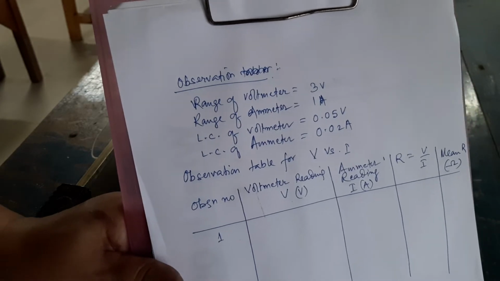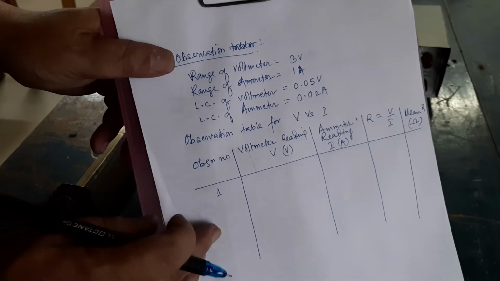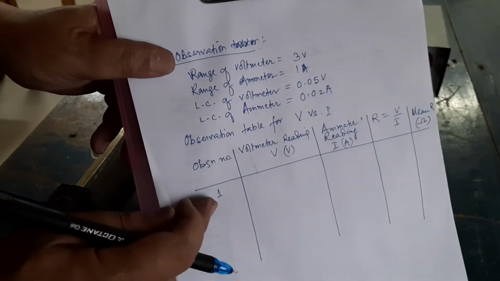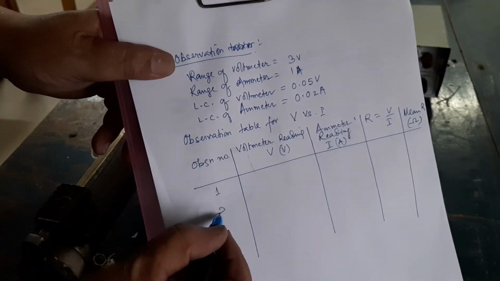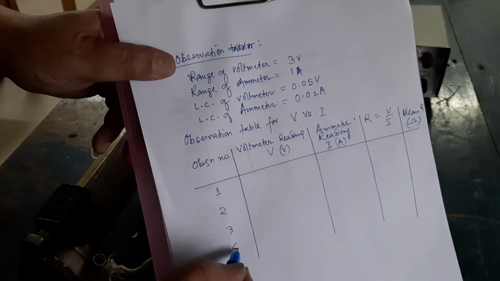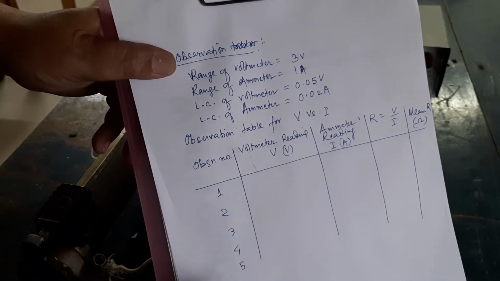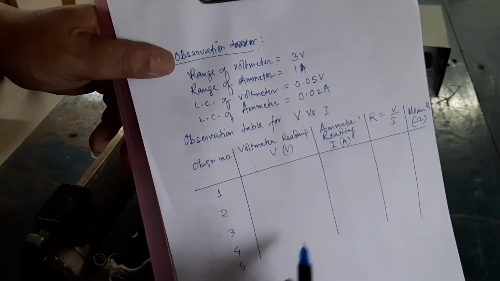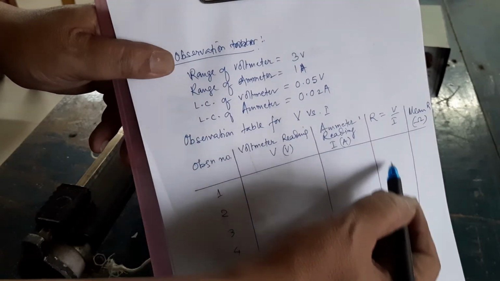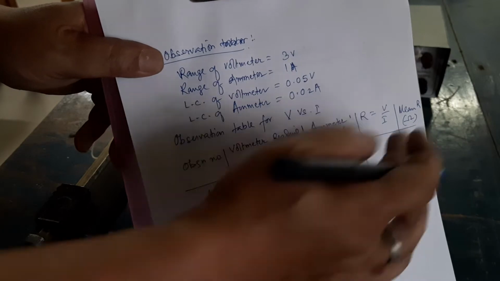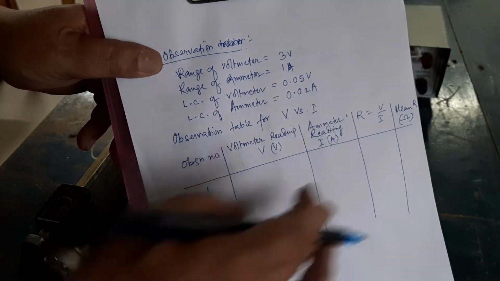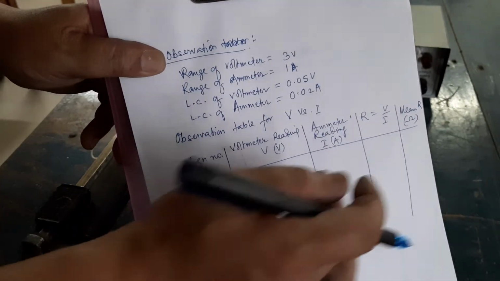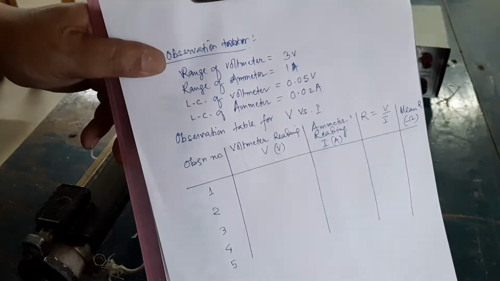So what are the parameters that we are going to measure? Observation numbers 1, 2, 3, 4, and 5. Then the voltmeter reading we will mention here, the ammeter reading, the ratio of V by I, and then the mean resistance. So these are the columns to be filled.